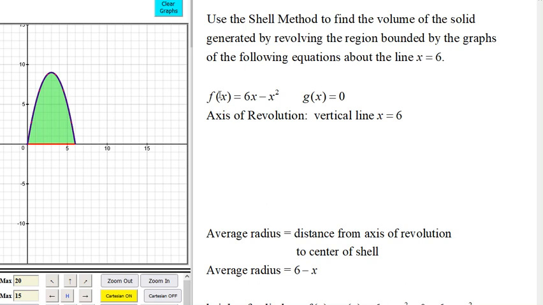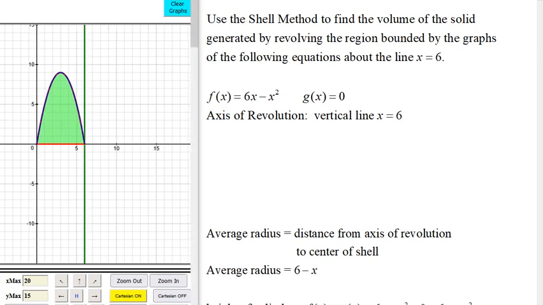We have a region bounded by these two graphs, and we want to revolve this bounded region about the vertical line x equal to 6. So this is the graph for f of x equal to 6x minus x squared, and this is the graph for y equal to 0, or g of x equal to 0, and this is the vertical line, the axis of revolution, x equal to 6.